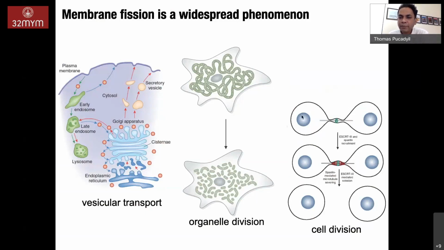And possibly the most ancient form of membrane fission pertains to the ability for cells to divide as well. Which is, you consider two cells which are enclosed in their plasma membranes, there is an orchestrated event whereby you see a splitting of the tiny junction that holds these two cells together. And that also is considered to come within the purview of the process of membrane fission.